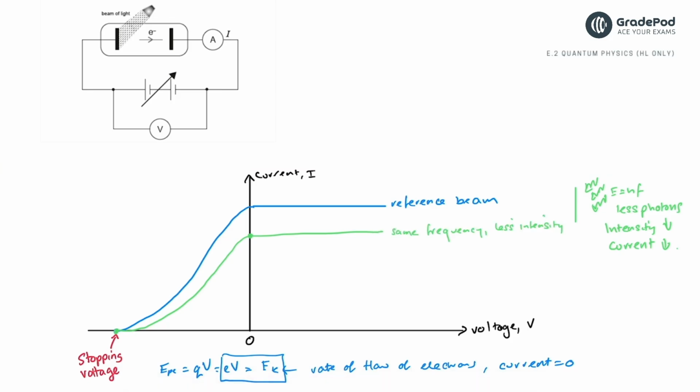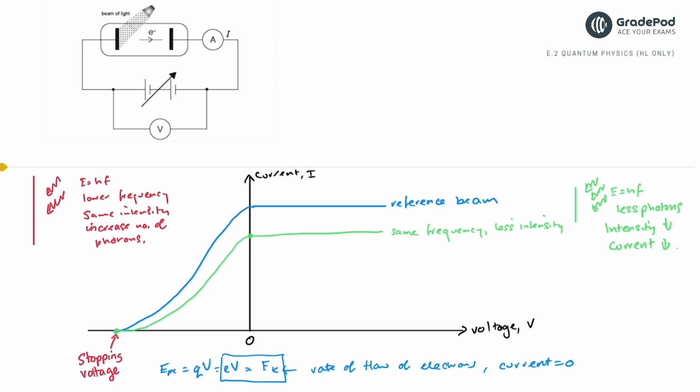Let's consider another situation. Let's consider the photoelectric plate here, with photons incident on it. This time, the photons have a lower frequency, which means the energy of the photon is less, but the intensity stays the same. And if we have the same intensity, it means we have to increase the number of photons to keep that intensity the same. How does that affect this graph?